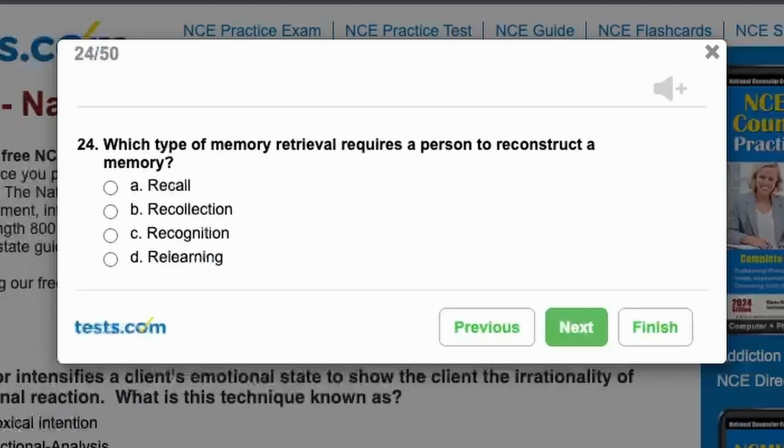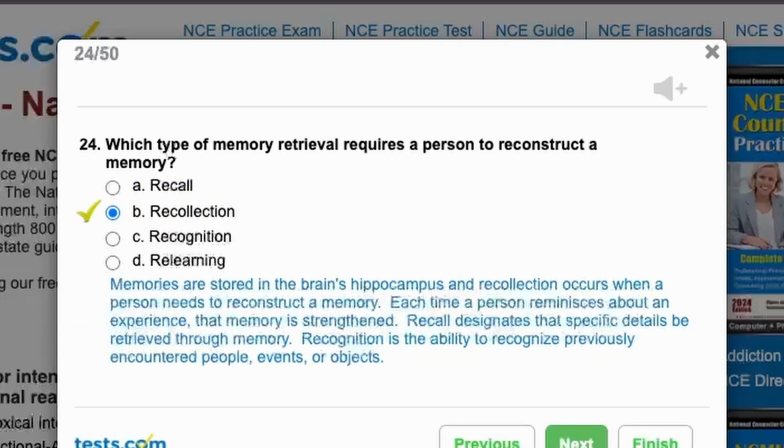Which type of memory retrieval requires a person to reconstruct a memory? A. Recall. B. Recollection. C. Recognition. Or D. Relearning. B. Memories are stored in the brain's hippocampus, and recollection occurs when a person needs to reconstruct a memory. Each time a person reminisces about an experience, that memory is strengthened.